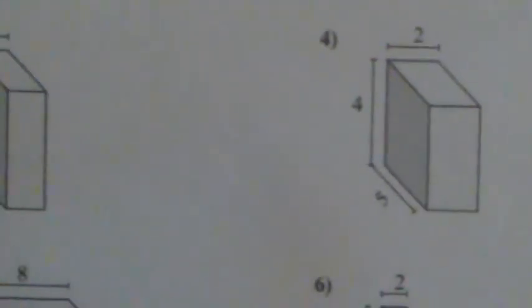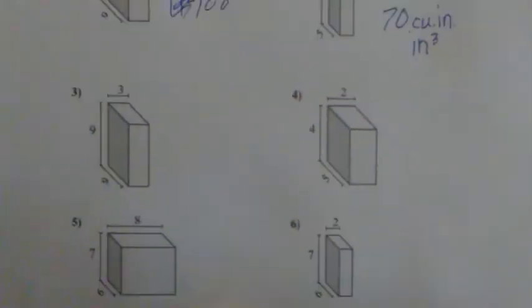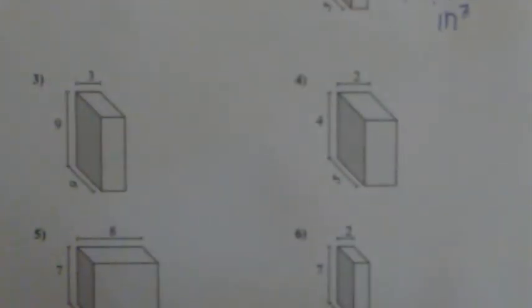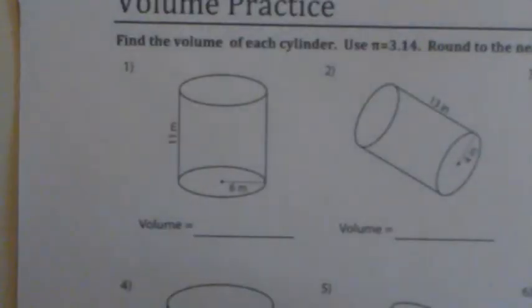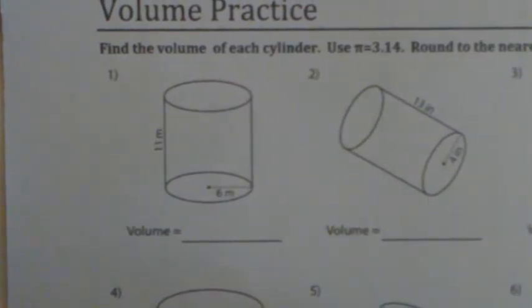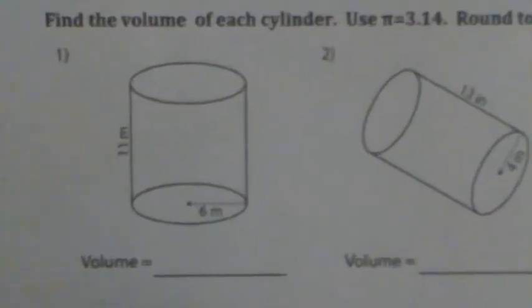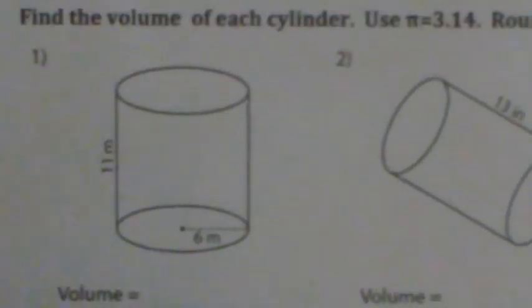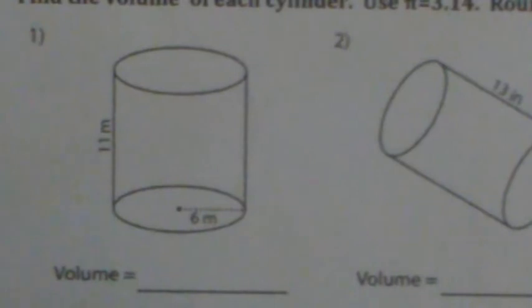Okay, so you can do the rest of these on your own. It's just multiplying the 3 sides. Very simple. Cylinders are a little trickier because you're using pi. Remember, when you work with circles, and the bases here have circles. Okay. So this first one.